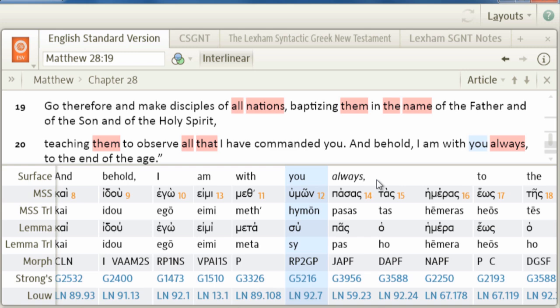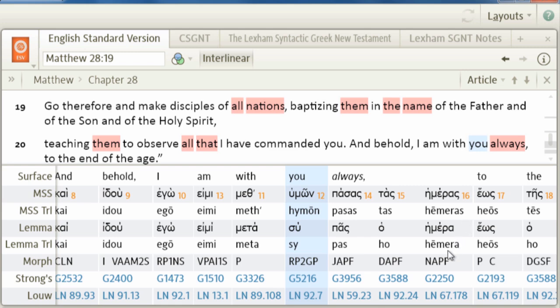Notice how the English word always is italicized in the surface line. That means that the underlying Greek, these three words here, are an idiom. An idiom is an expression that can't be understood from its grammatical parts because it has a meaning all its own. And that's why it's not just translated literally all the days. Now we just want to focus in on one of the words here, hemeras, and notice two things about it.